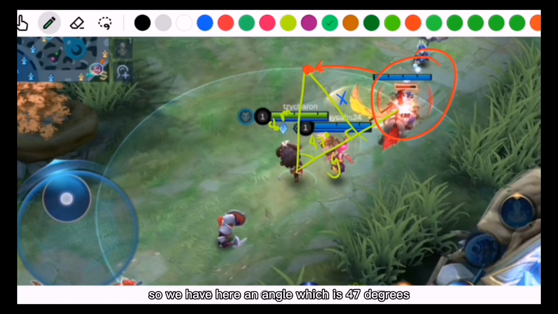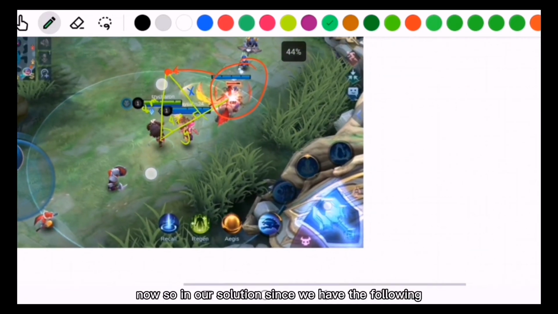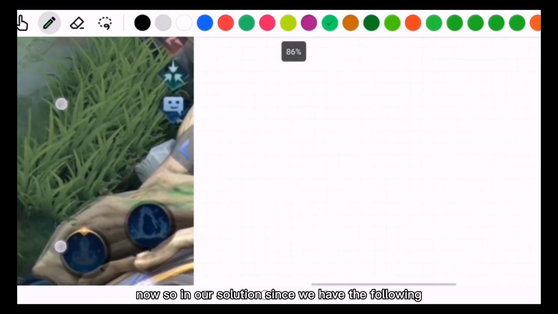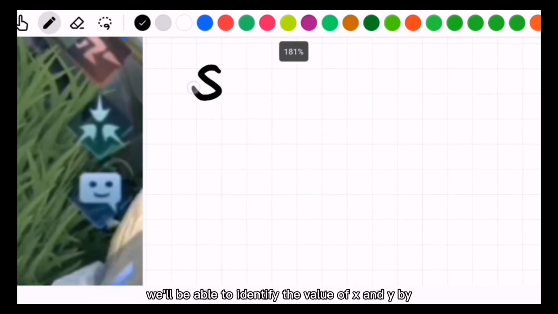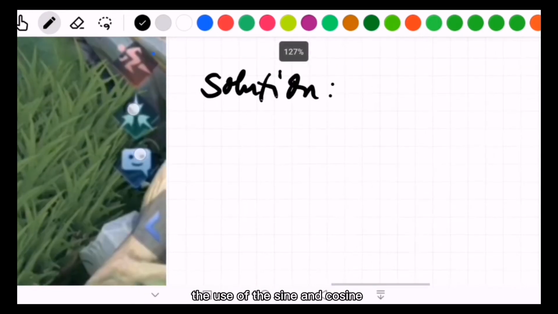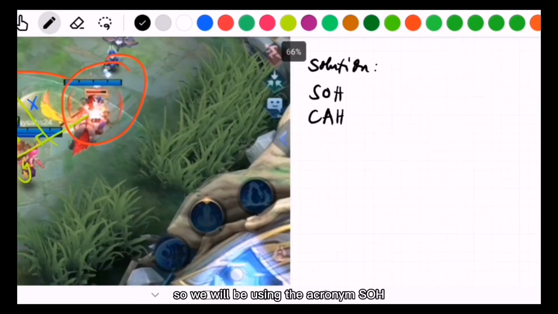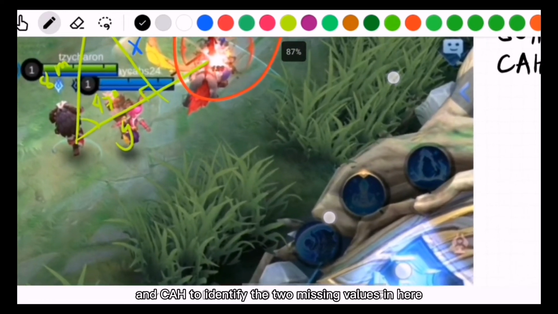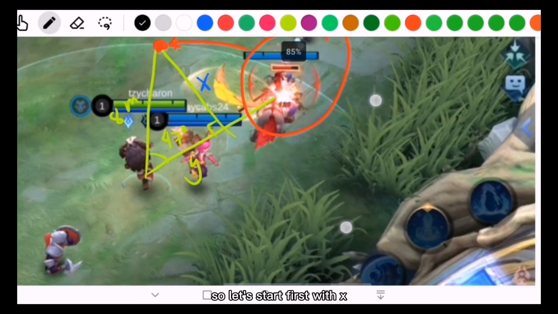So we have here an angle which is 47 degrees, an opposite side which is labeled as x, and then an adjacent side which is y, together with the hypotenuse or the radius which is 8 meters in length. Now, in our solution, since we have the following, we'll be able to identify the value of x and y by the use of the sine and cosine. So we will be using the acronym SOH CAH TOA to identify the two missing values in here, which are x and y. So let's start first with x.